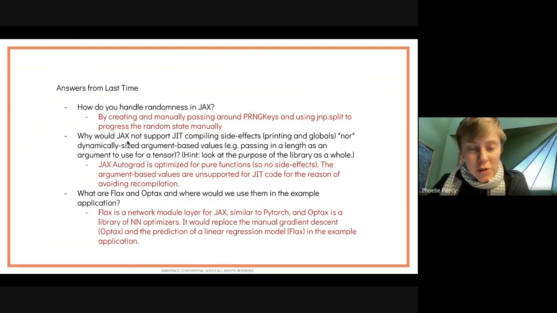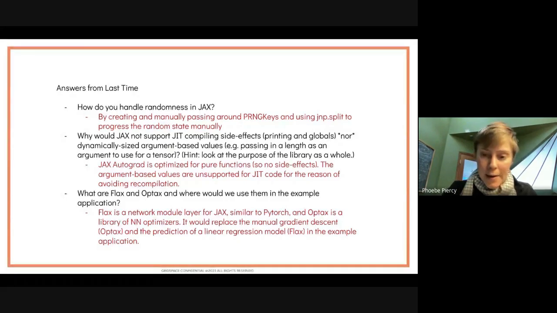Why would JAX not support JIT compiling side effects such as printing in globals, nor dynamically sized argument-based values such as passing a length as an argument to use for a tensor? JAX autograd is optimized for pure functions, so functions that don't have side effects, so they don't modify anything. Argument-based values are unsupported for JIT code to avoid recompilation. Dynamically sized things cause recompilation, and that's not something you want because the whole point is to make it faster by not compiling every time. You compile it once and then run it. So recompilation is something you want to avoid.